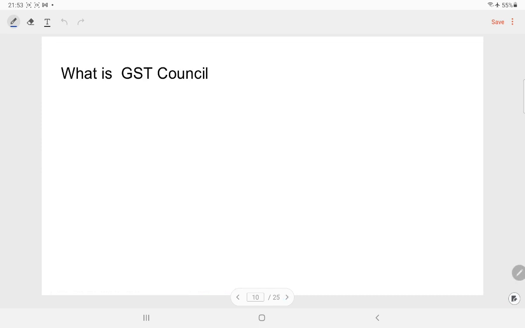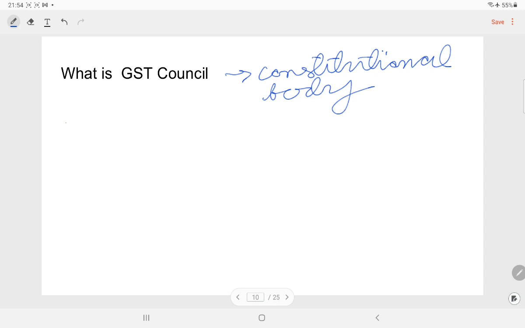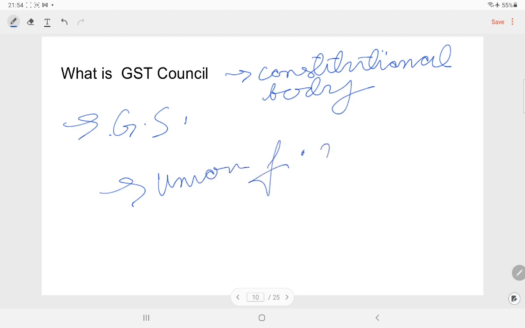We will discuss that. The GST Council is a constitutional body because it was created by an amendment to the constitution itself. It deals with issues related to goods and service tax, and it is chaired by the Union Finance Minister. The other members are the Union Minister of State for revenue or finance, and the minister in charge of finance or taxation of all the states.